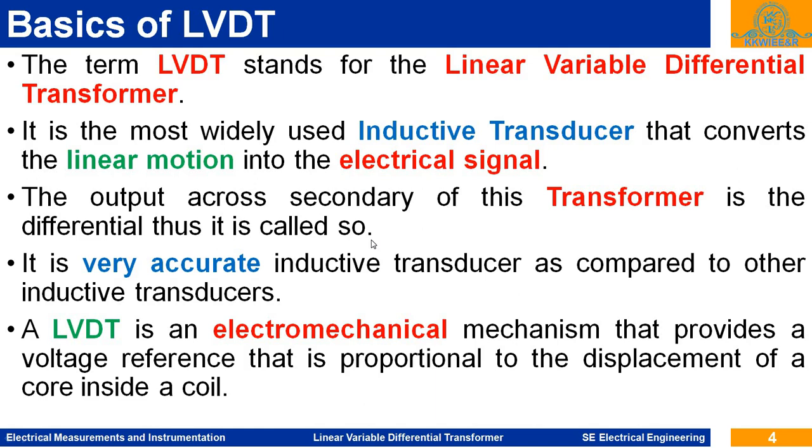Differential means there is a difference in the secondary voltage of the transformer or LVDT. For a difference we require two terms or two numbers, so the secondary winding is split into two parts. Okay. So it is a very accurate inductive transducer as compared to the other inductive transducers. Now we will see why it is very accurate.